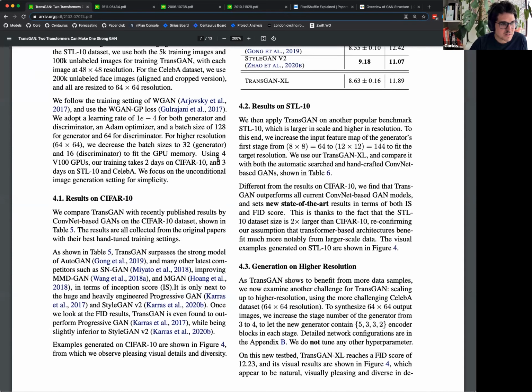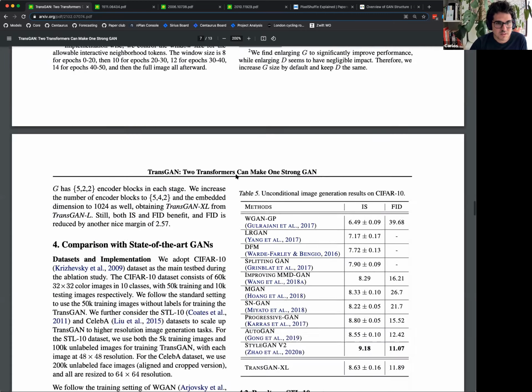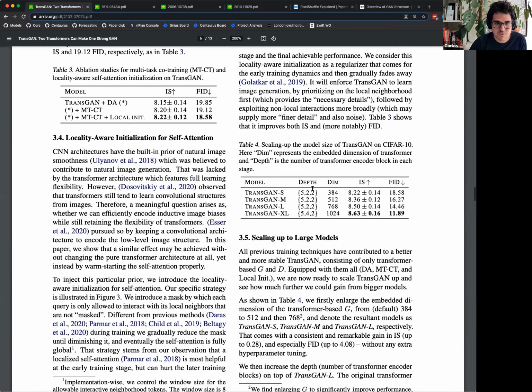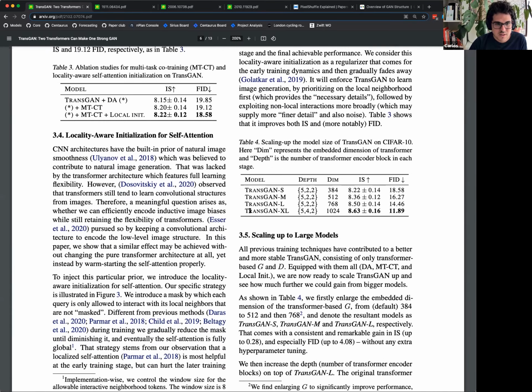Where is it? Yeah, here. So they use 4 V100 GPUs, and it takes 2 days on CIFAR-10, and 3 days on the other data sets, which is actually really fast for transformers. So that's great. That's a really cool contribution. And of course, the larger models do take longer to train.